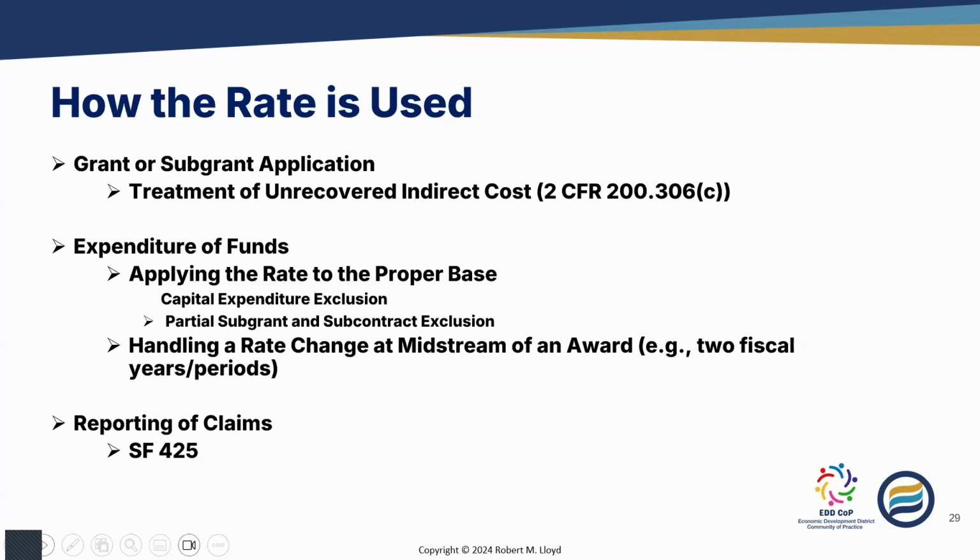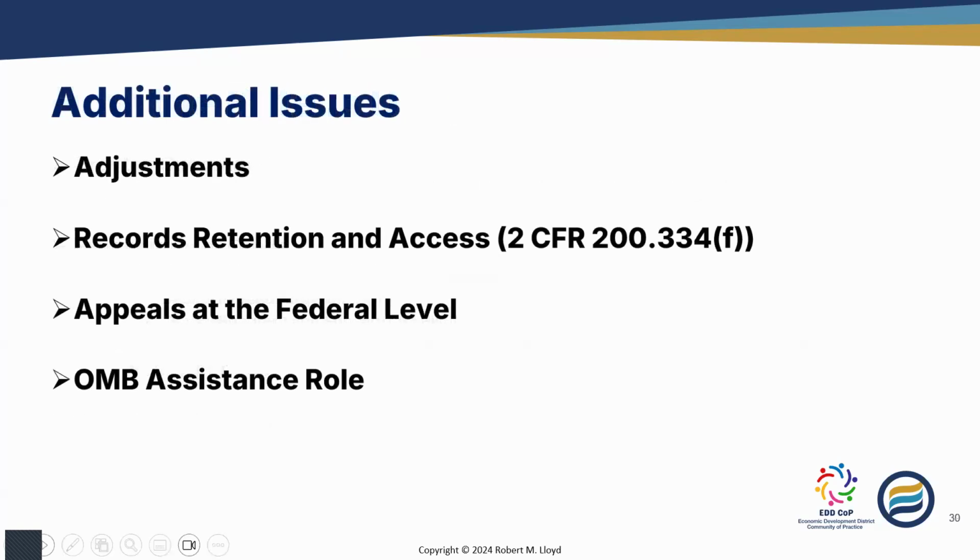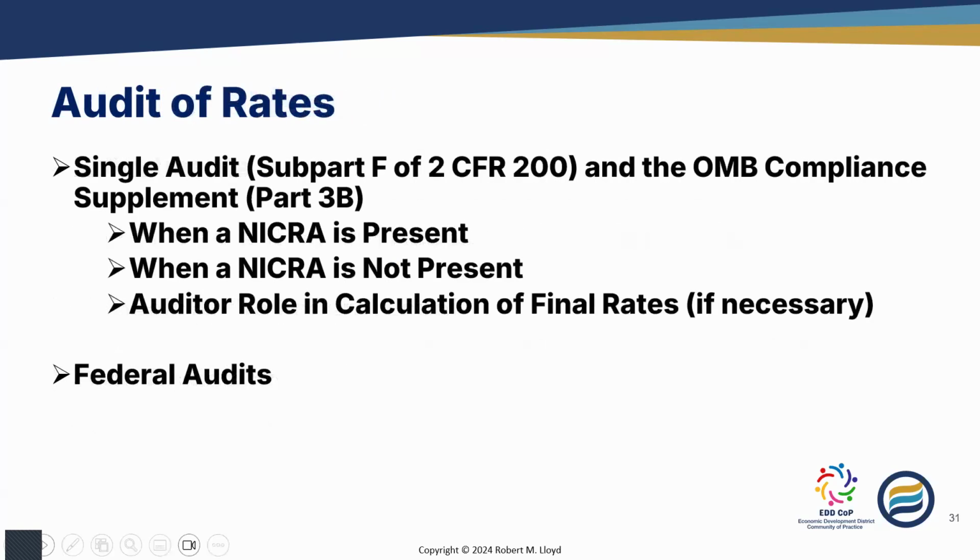Finally, on slide 31, need to mention the issue with respect to audits of indirect cost charges. The single audit requirement is now memorialized in subpart F of 2 CFR 200. A lot of folks still refer to this as the circular A-133 audit. That terminology ended in 2014, but it lives on in a few places.